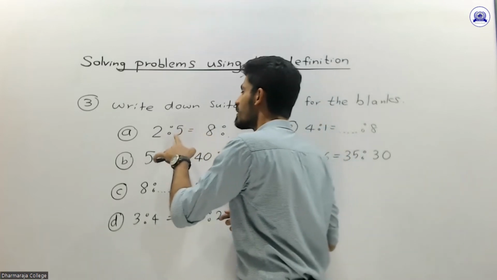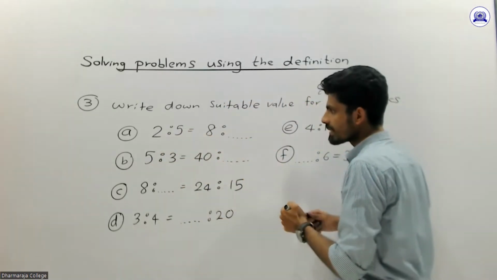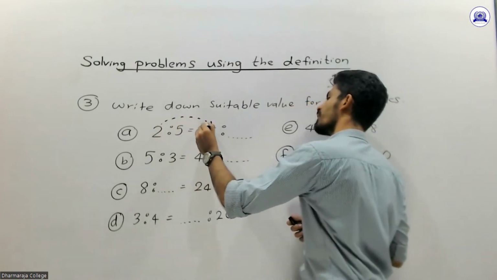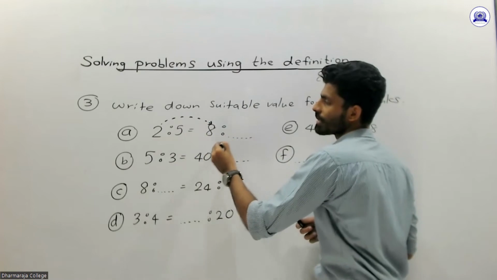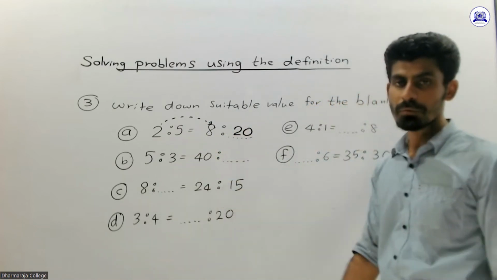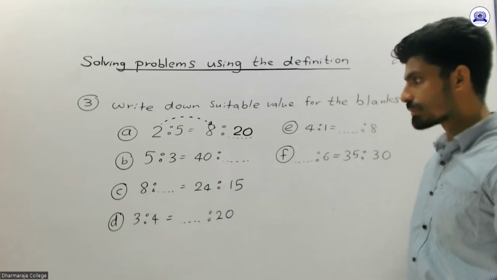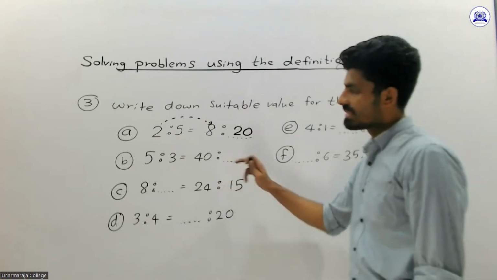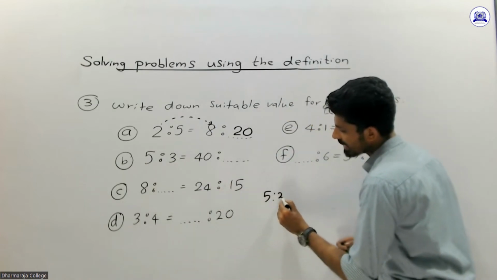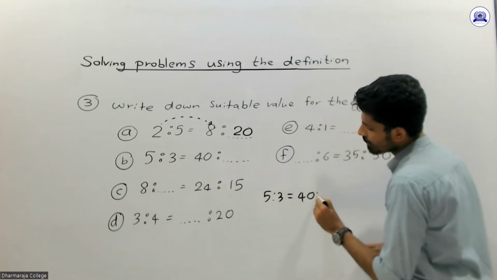That means 5 into 4, right? 2 into 4, 8. That means 5 into 4 should be equal to 20. Just consider this one: 5 to 5, 3 equals 4 to blank.